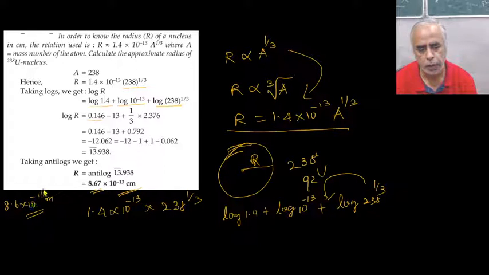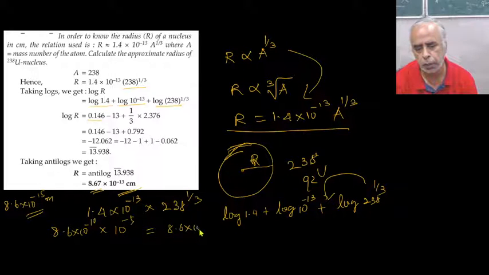If you want to give this in terms of Angstrom, you can split like this: 8.6 into 10 power minus 10 meter into 10 power minus 5. So in that case it is 8.6 into 10 power minus 5 Angstrom. Okay, right?